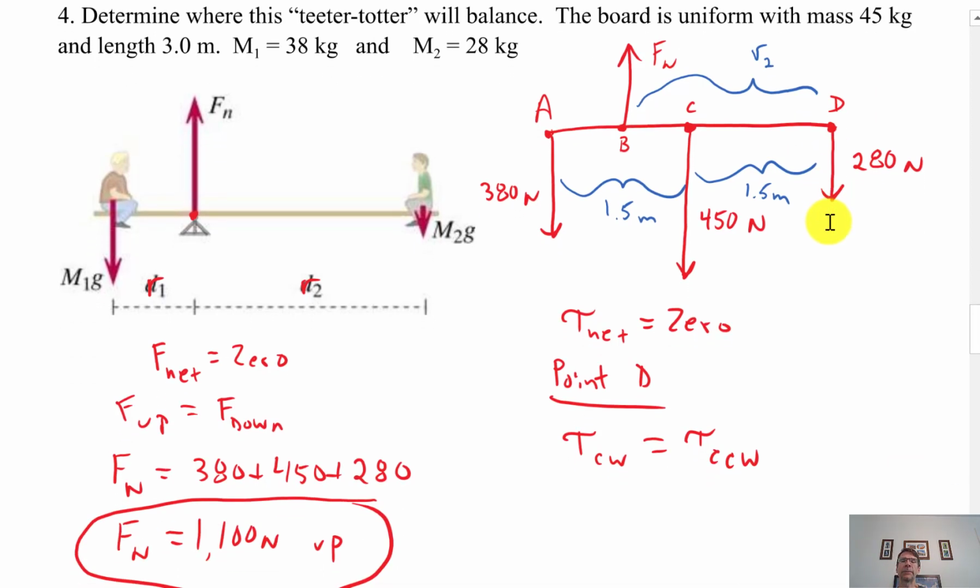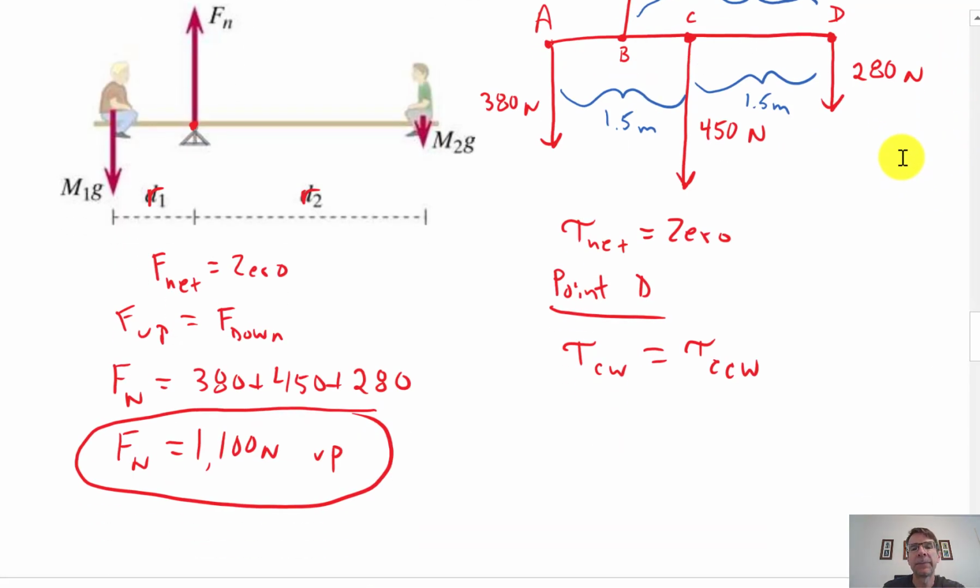Okay, so here we go. Which forces create clockwise torque? Well, it's just Fn. And we know Fn is 1100. It's going to push up and try to make this thing rotate clockwise. So Fn is the clockwise. It's going to be 1100 times its distance, which we don't know. We'll call that R2. Equals, that's creating clockwise torque, equals, now there's 2 forces generating counterclockwise torque.